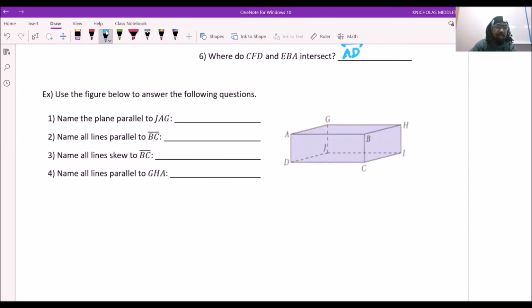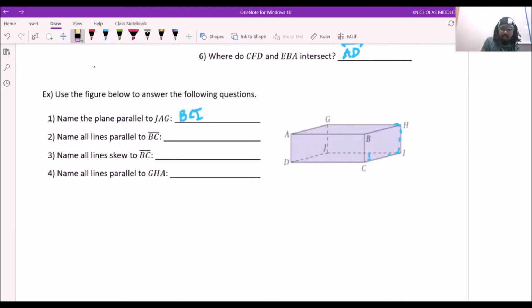Name the plane parallel to JAG. So with all these questions, it's very important for you to understand what's being named. So when we say JAG, we're talking about this, I'll call it the left side of this prism. So JAG, we need to name a plane that's parallel to it. And that plane is going to be on the other side over here. So we can call it BCI or IHB, something like that.